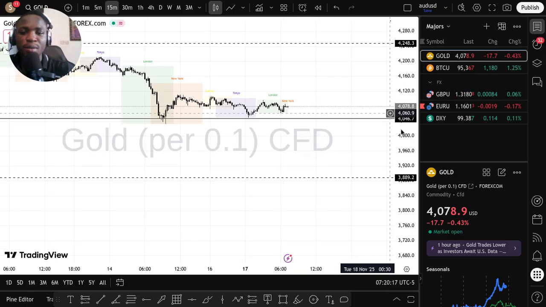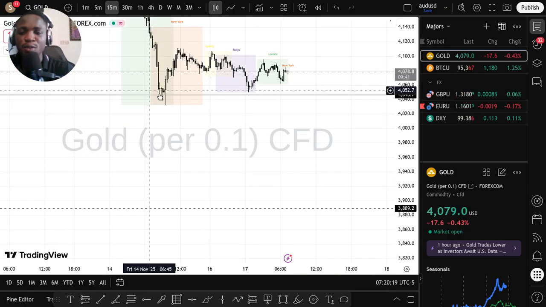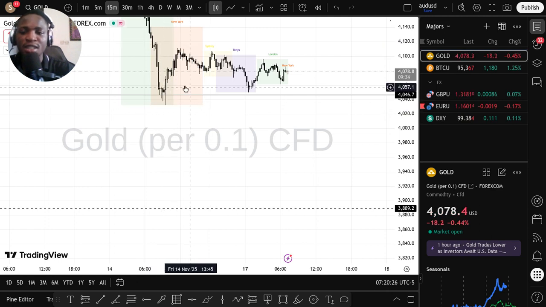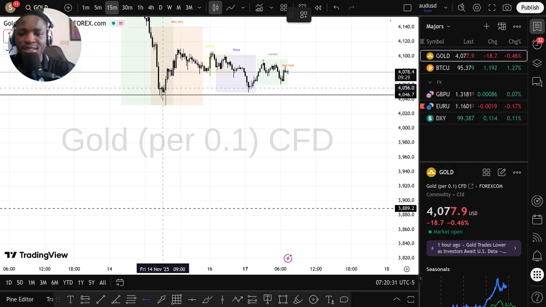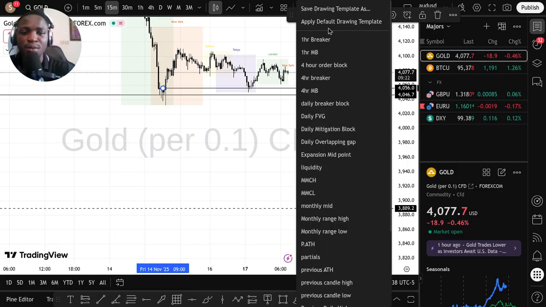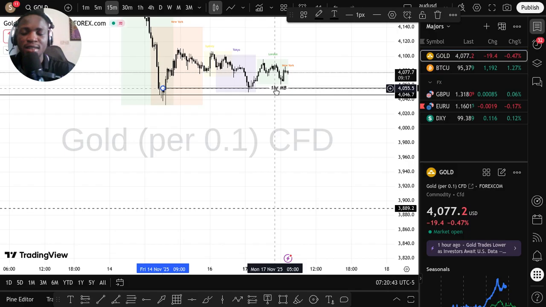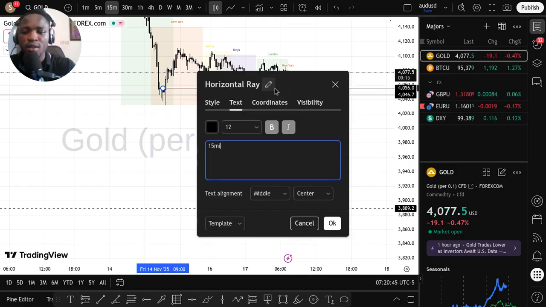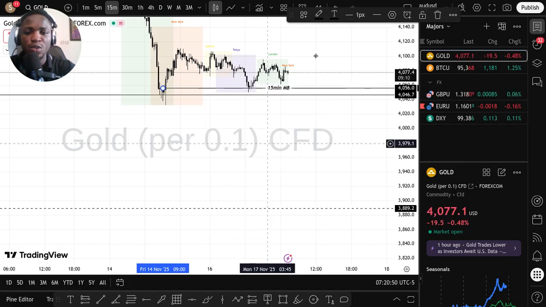So my first entry was a rejection displacement from this point of interest, from this PDRA, from the mitigation block, right? And so my first entry was on this order block here that price left. Although initially when I spotted it, it was just a 15 minutes mitigation block, so I will still mark it out as a 15 minutes mitigation block, right? And that's what I used for my entry.